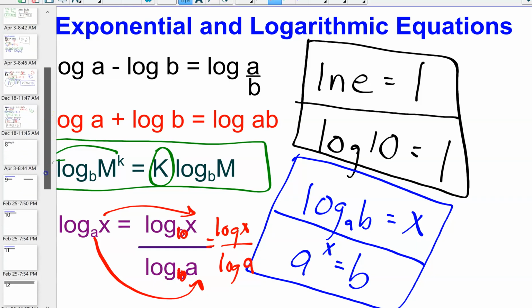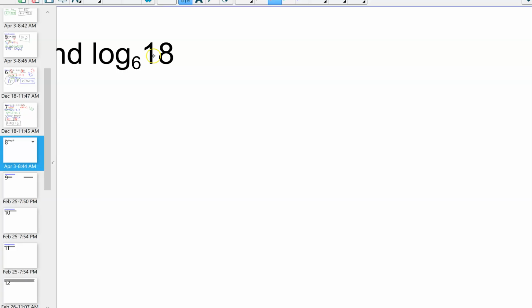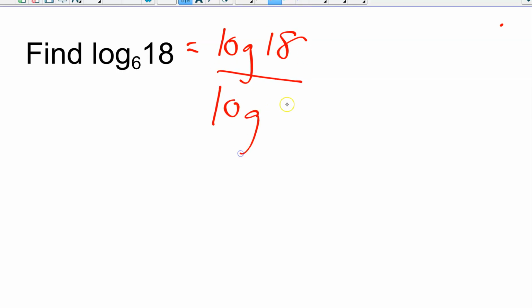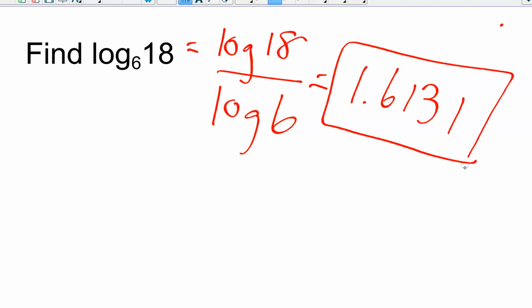So knowing that, we're going to go back to this problem right here. I don't know what the log base 6 of 18 is, but I know that can be converted to base 10. So that'd be the log of 18 over the log of 6. If you put that in your calculator, you would get that.